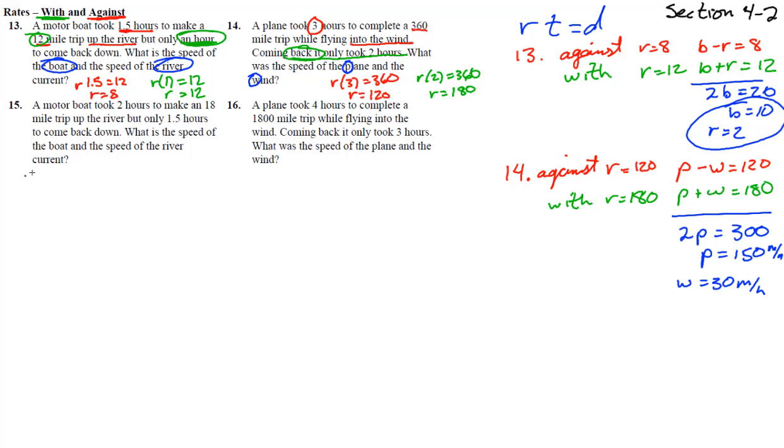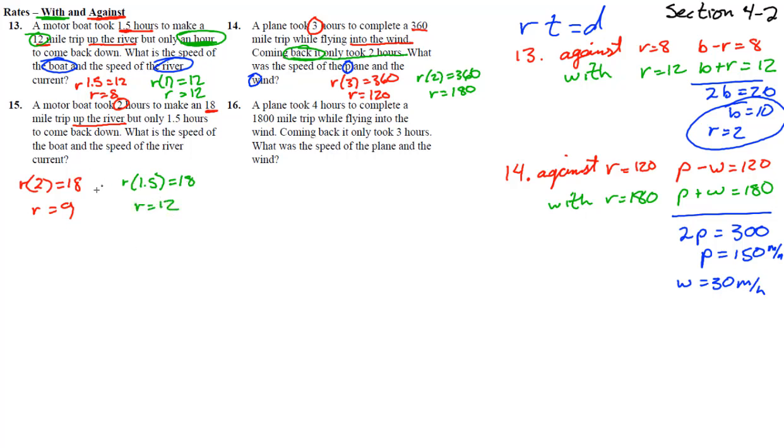Excellent. All right, let's try number 15. A motorboat took 2 hours to make an 18-mile trip up the river. That means the river's going against it. So we have time of 2 hours and distance of 18. Let's stop right there. Rate times 2 equals 18. That means going up the river, his speed was 9 miles an hour. Only 1.5 hours coming down. So with it, you've got rate times 1.5 equals 18. Divide by 1.5 and you get r equals 12.